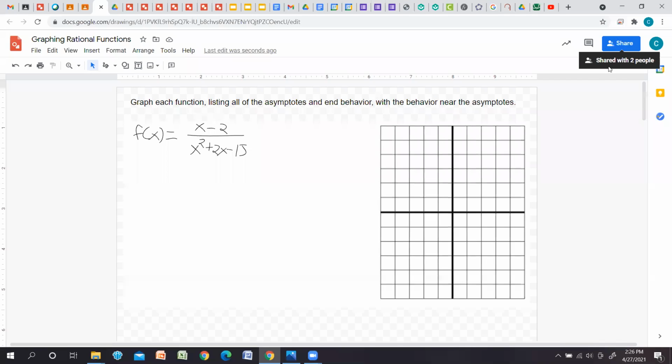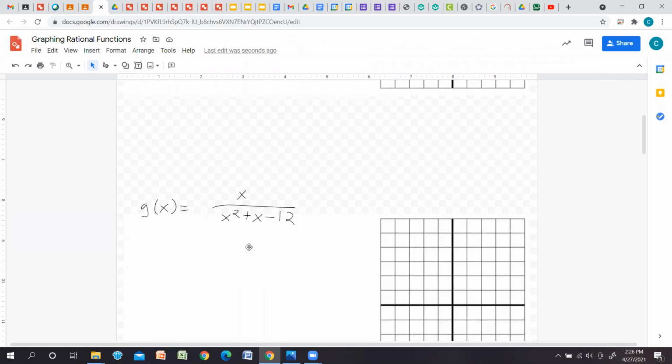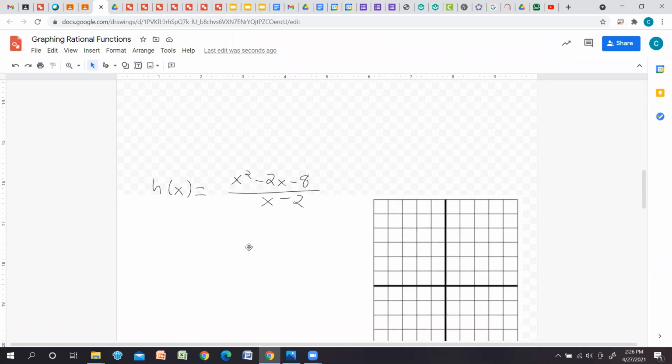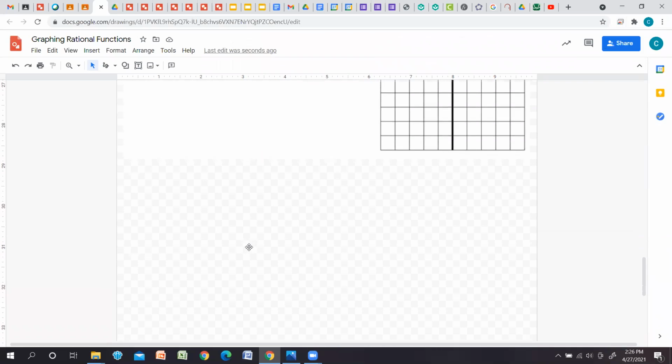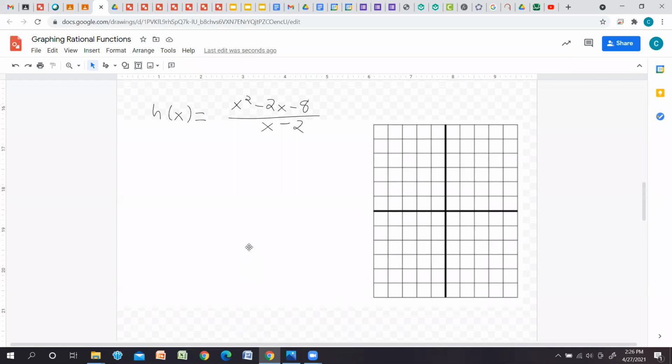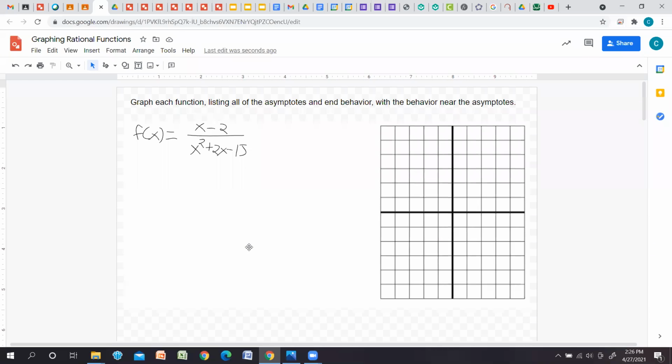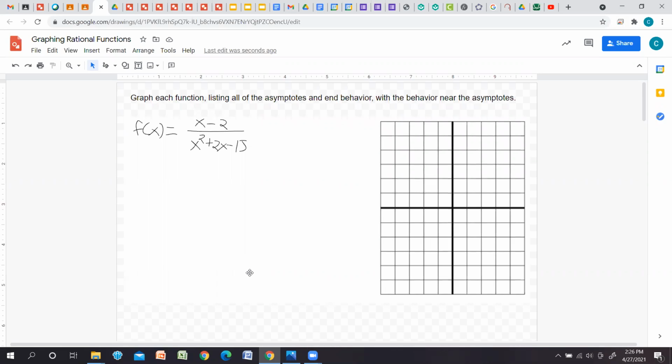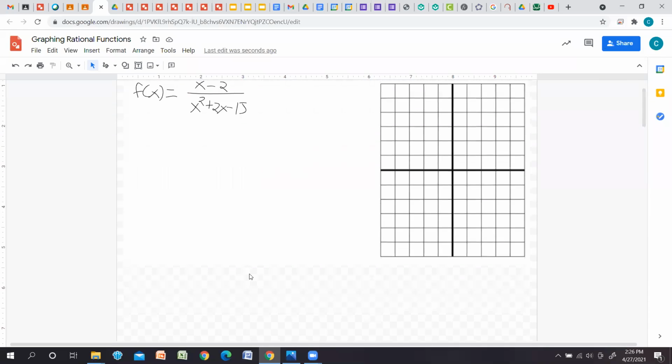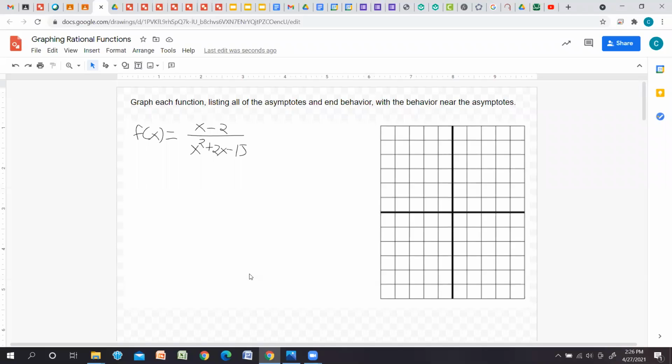Good morning. For this assignment, you'll be sketching the graphs of each of these rational functions. So you're going to find the end behavior and then find the asymptotes. I'm going to work through this first example. However, there are 4 functions here, and so you can go through each of those, find the pertinent information, and then graph each one out.